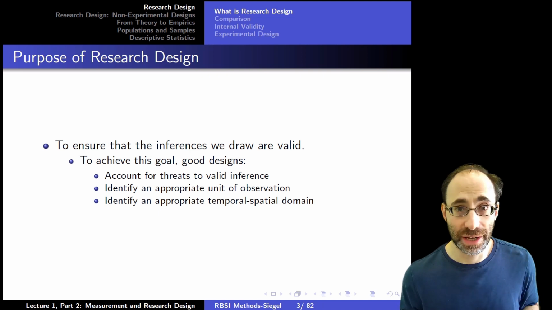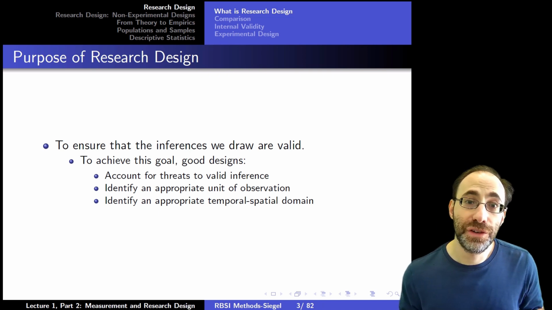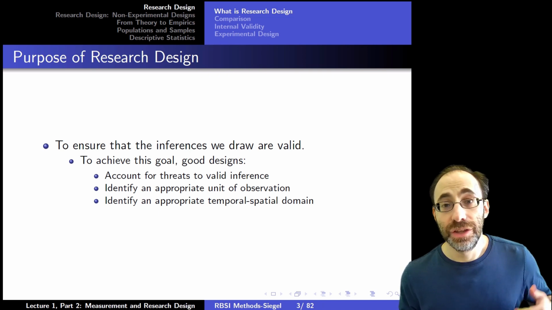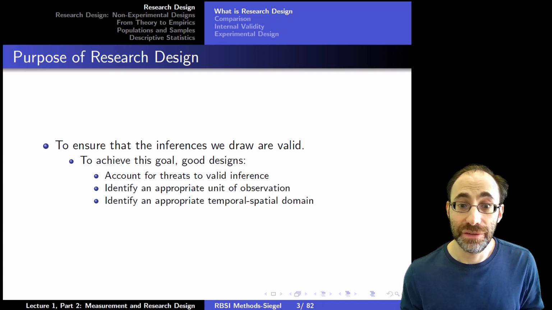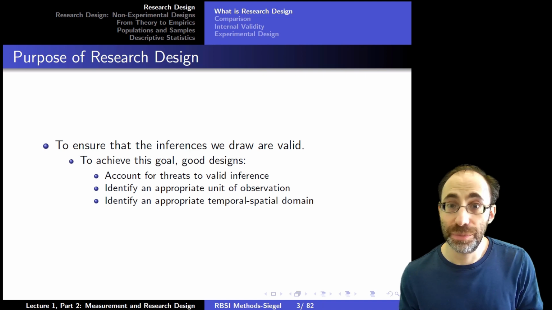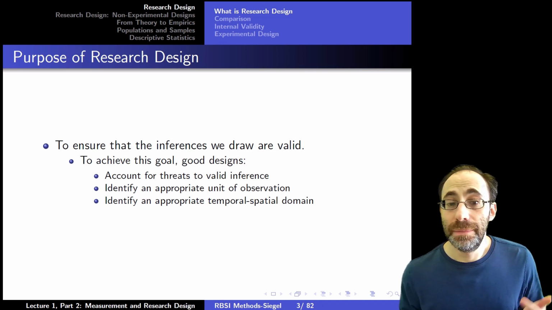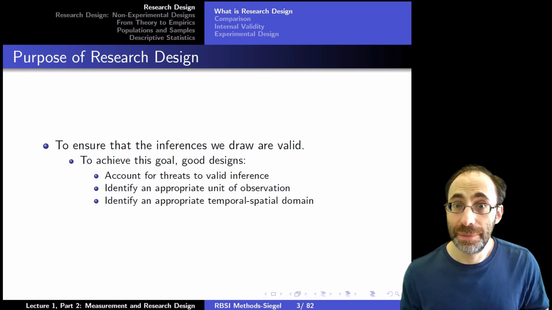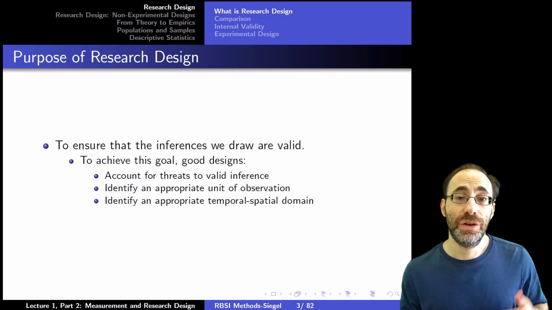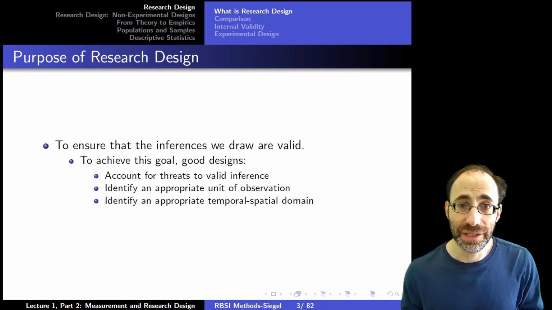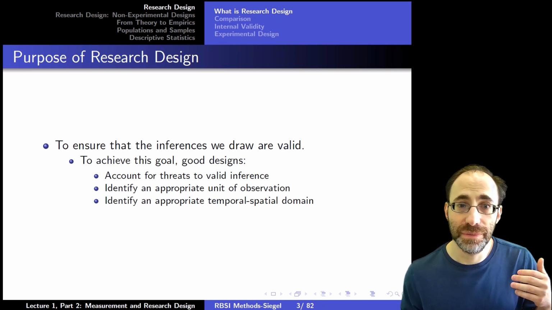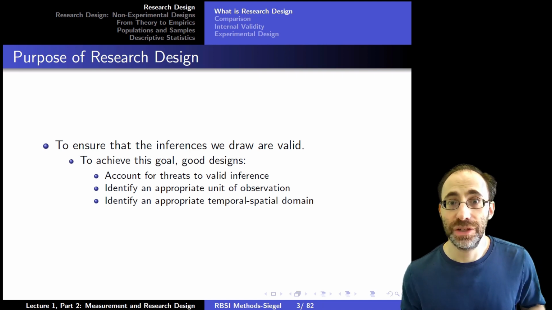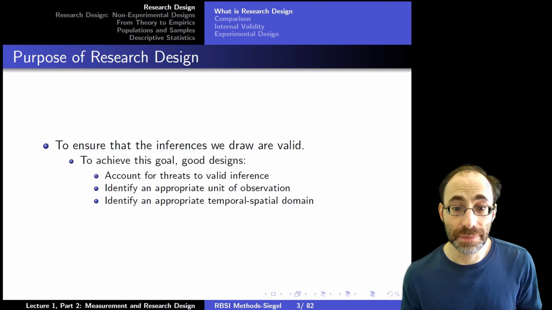The purpose of research design, again, is to ensure that the inferences we draw are valid. To achieve that goal, good designs will A, account for threats to valid inference, the kind of threats we talked about in the previous module. B, identify an appropriate unit of observation. And this is non-trivial. We need to know what the unit of observation is. Do we care about the country level or the state level or the local level or the individual level? These are all questions we need to answer in a good design.